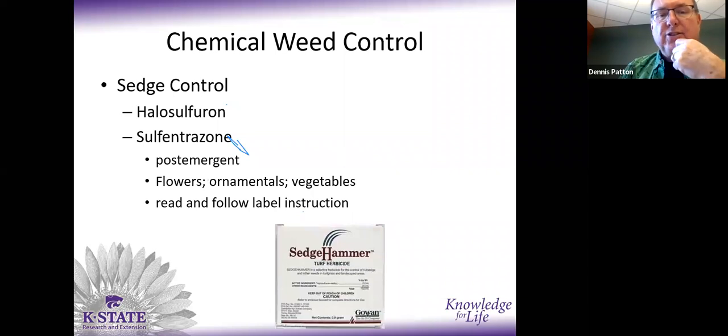And then of course we have sedges. Remember at the start of the presentation, sedges are not grasses, sedges are not broadleaf weeds, sedges are their own group of plants. And so you need herbicides that are targeted for them.